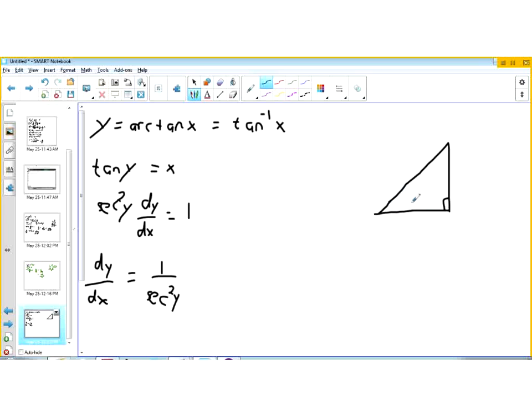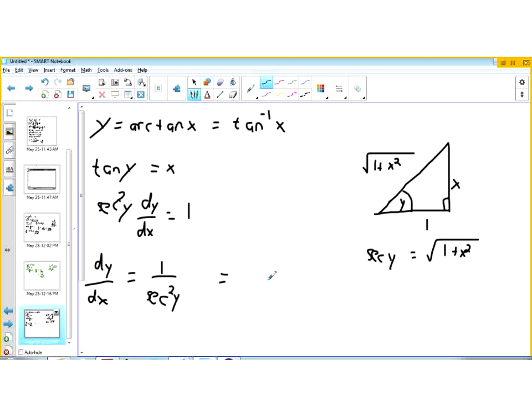Okay, so here's our right triangle, and we know that the tangent of y is opposite over adjacent. Okay, and so tangent of y is equal to x, so that makes the hypotenuse equal to the square root of 1 plus x squared. Okay, and so what is the secant of y? Well, the secant of y is hypotenuse over adjacent. So secant of y is equal to the square root of 1 plus x squared.